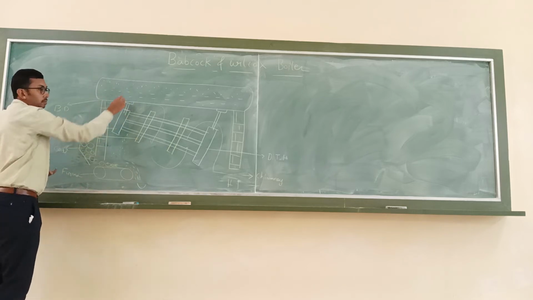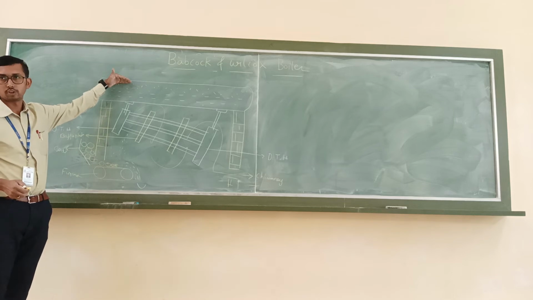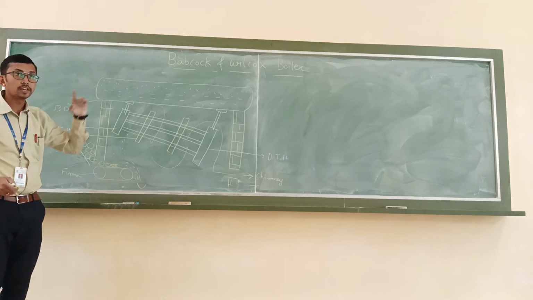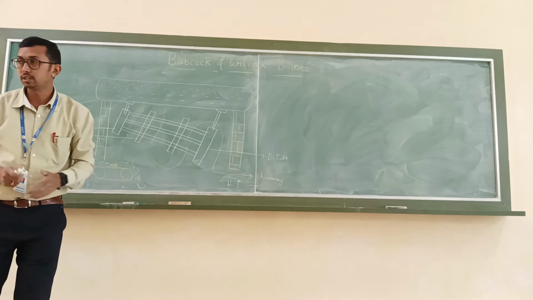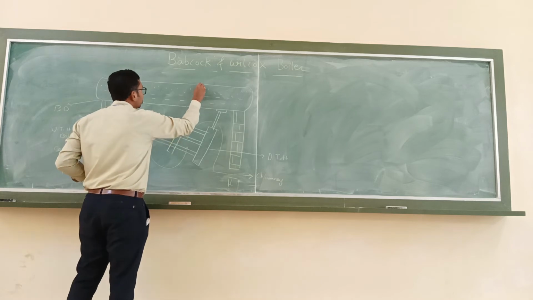So steam will be hotter, right? So it will be stored above the water. So now this is a wet steam. So this wet steam I need to convert into superheated steam. How to convert it? So for that we have T tube.